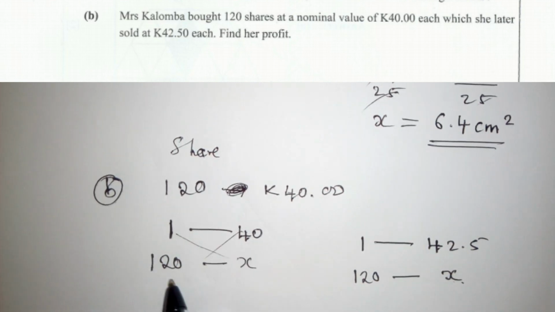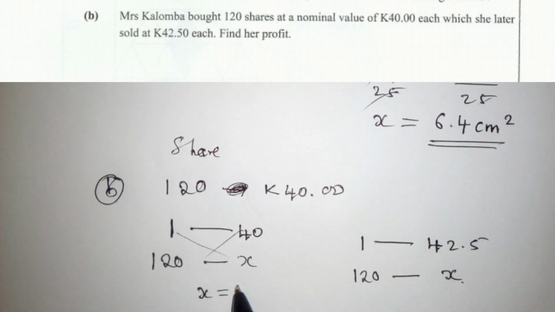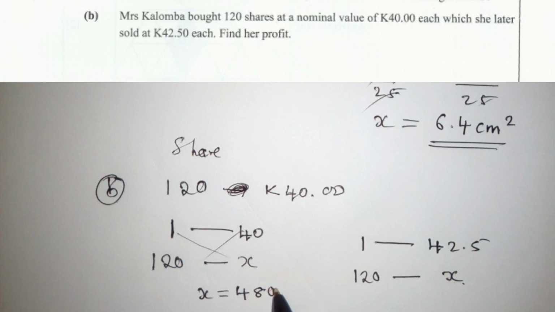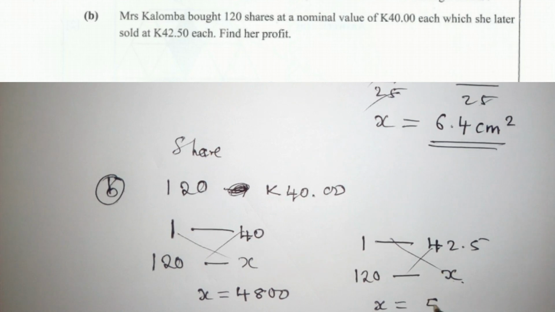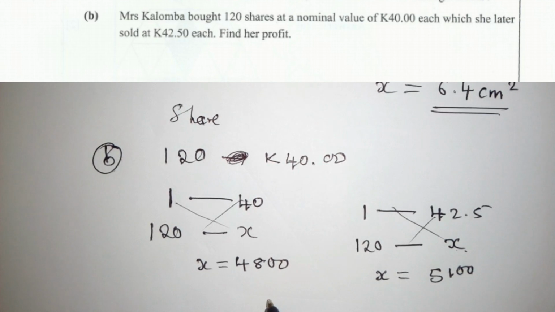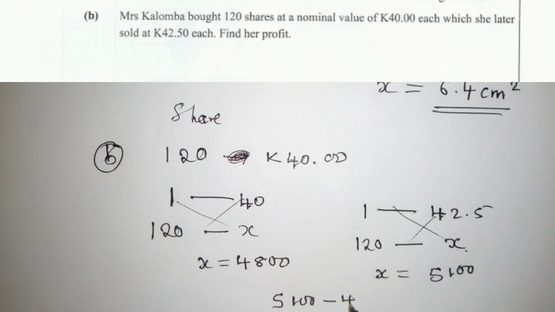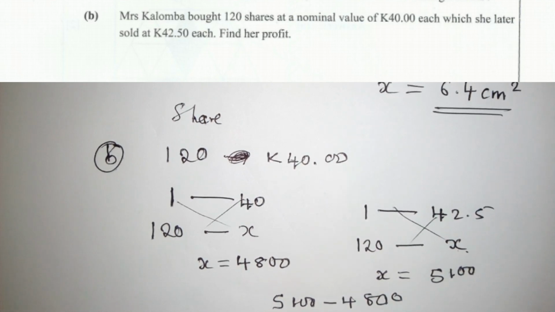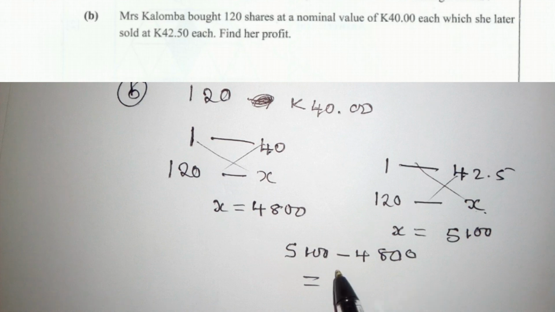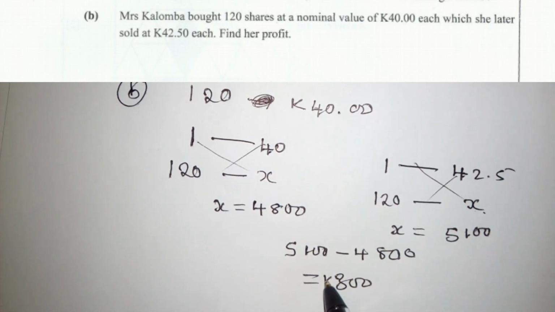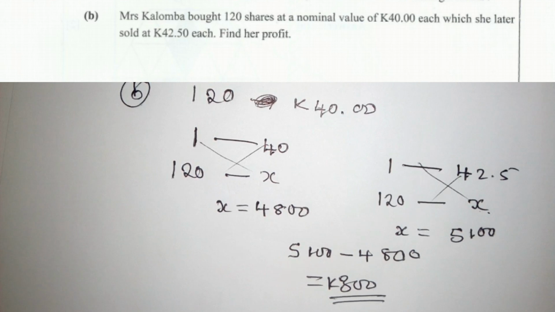So we can now cross multiply here. So when you cross multiply, we'll find the value of x to be equal to 4,800. And then here we cross multiply, the value of x will be equal to 5,100. So we can find the difference of these two. So it will be 5,100 minus 4,800, which will be equal to 300 kwacha. So the profit this lady made was 300 kwacha.